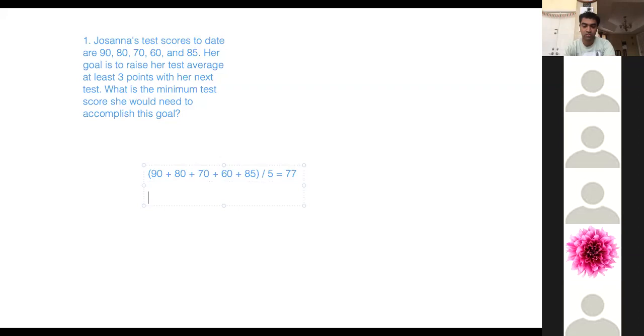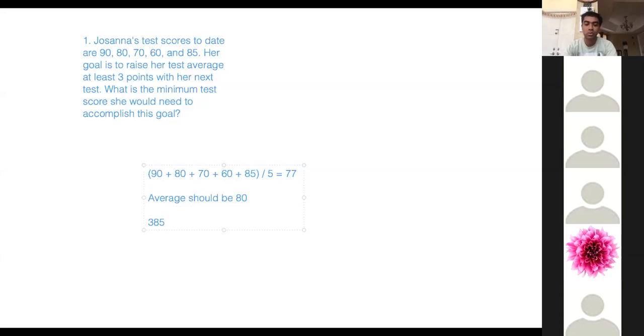So I tried to add, since the sum of 90, 80, 70, 60, and 85 is 385. And I tried out different numbers, added them, and then divided the sums by 6 to see if they would equal 80 or more. And the answer I got was 95.